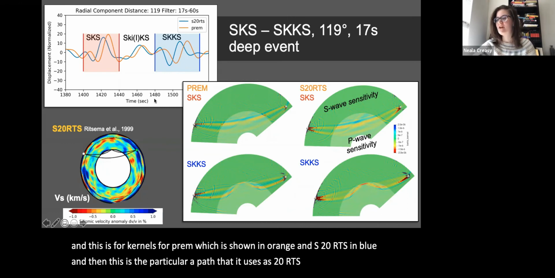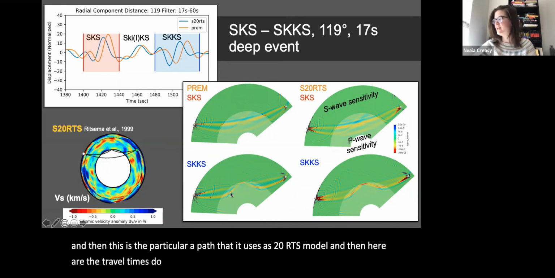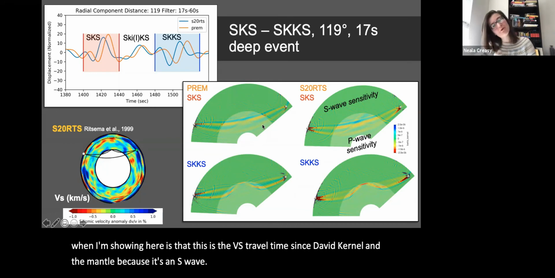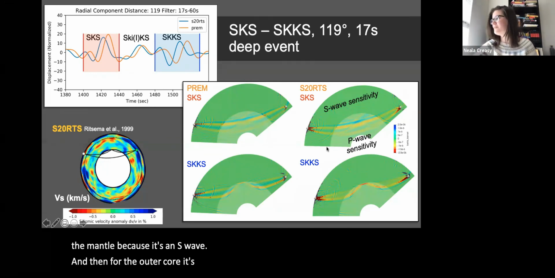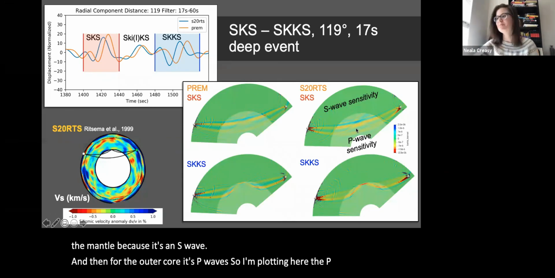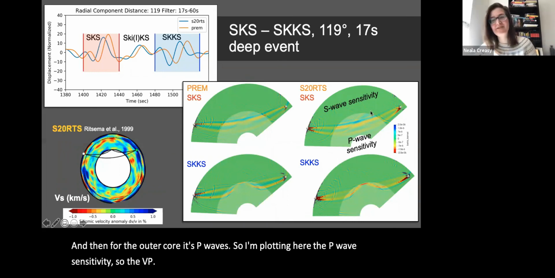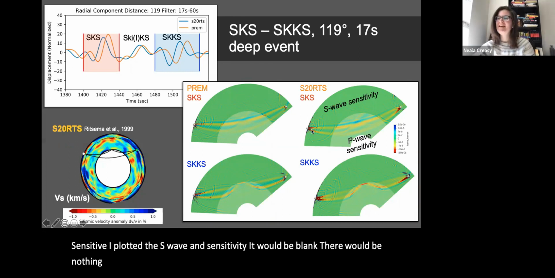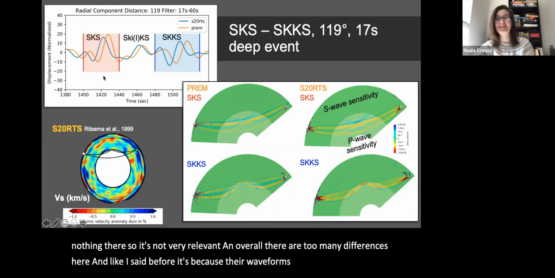And then here are the travel time sensitivity kernels for SKS and SKKS for PREM, and then S20RTS. So what I'm showing here is the VS travel time sensitivity kernel in the mantle, because it's an S wave. And then for the outer core, it's P waves. So I'm plotting here the P wave sensitivity, so the VP sensitivity. If I plotted the S wave sensitivity, it would be blank. There would be nothing there, so it's not very relevant. And overall, there aren't too many differences here. And like I said before, it's because their waveforms are very similar in shape.